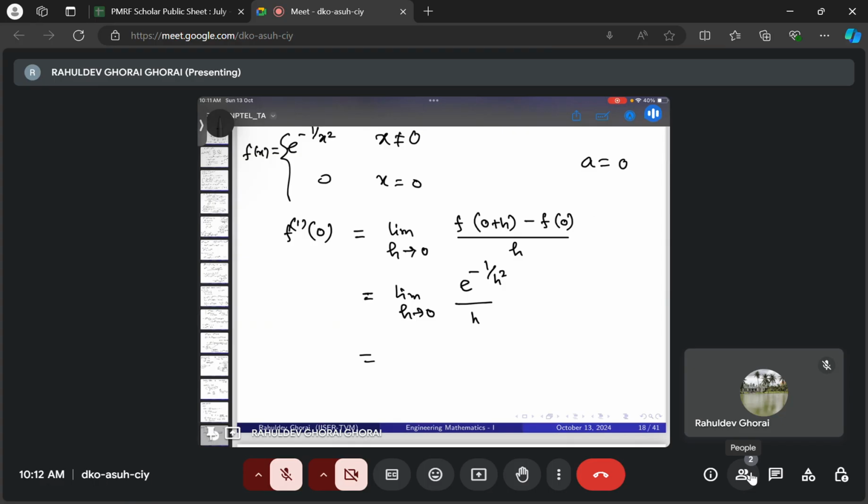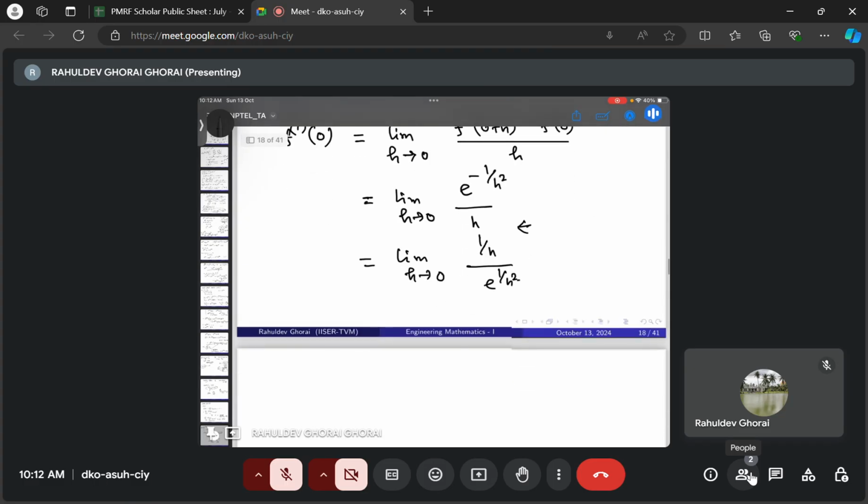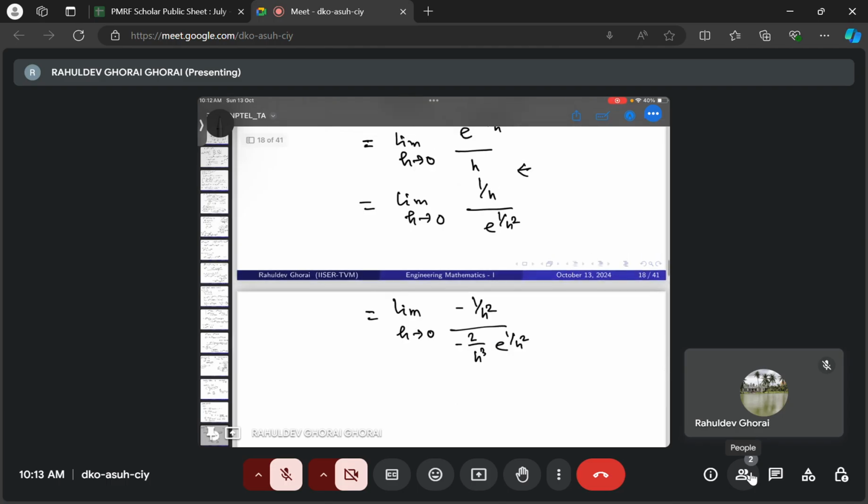If you take the derivative, another h cube will come, so we rearrange it to make our life easier. It becomes 1 over h over e to the power 1 over h square. Now both are in infinity by infinity form, but it is a little easier. Taking derivatives, the derivative of e to the power 1 over h square gives minus 2 over h cube times e to the power 1 over h square.